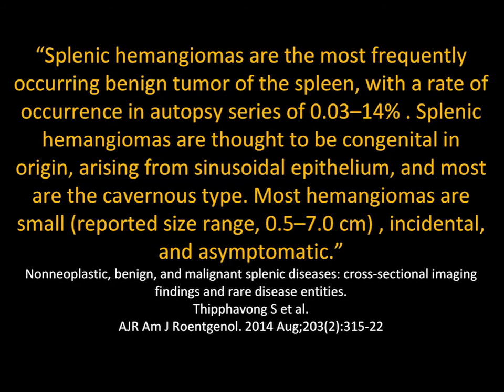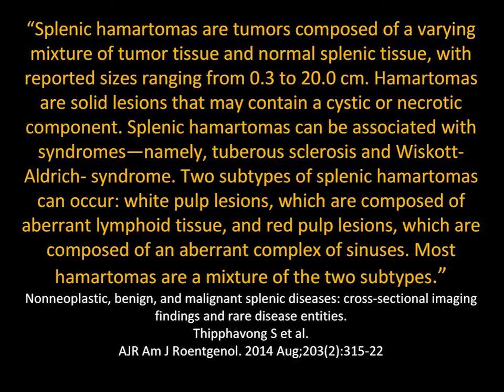Splenic hemangiomas are the most frequently occurring benign tumor of the spleen. You often can see them as small with ring-like enhancement. Unlike hemangiomas of the liver, it's rare for the hemangioma to have peripheral puddling and central filling in. Most hemangiomas are small. They're often multiple, but they can be solitary and they can be larger.